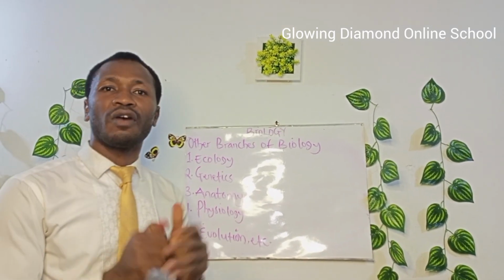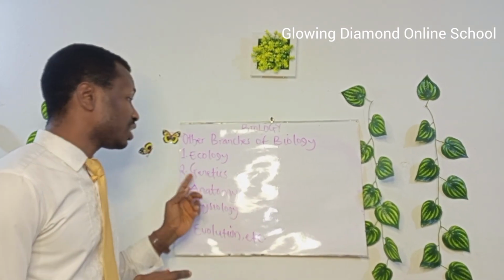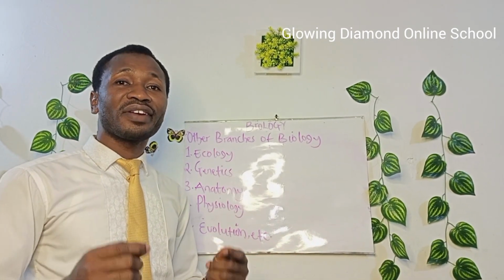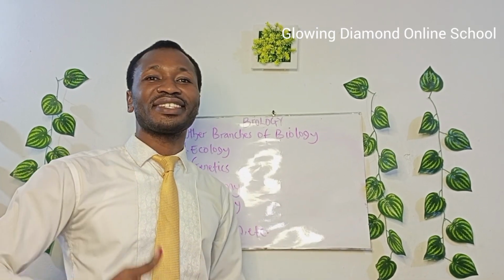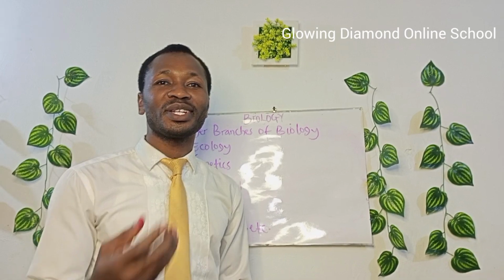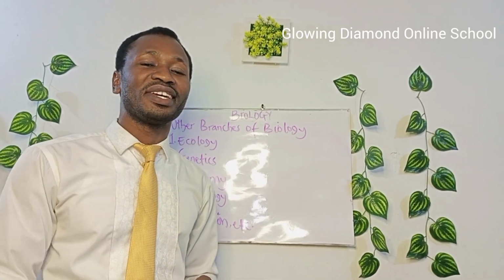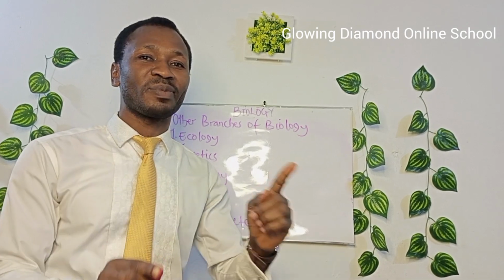Ecology is the study of an organism in relation to its environment. Two, genetics. Genetics is the study of heredity and variation. When I say heredity, this is the transmission of traits or characters from parents to their offspring. While variation simply refers to the differences that occur among individuals of the same species. That is how you can differentiate yourself from your father, from your mother, and your siblings.